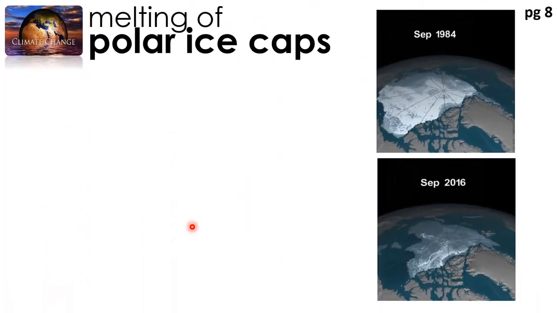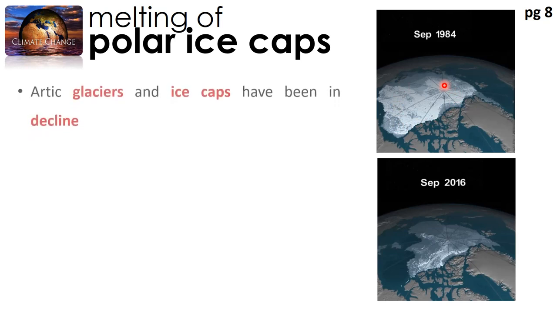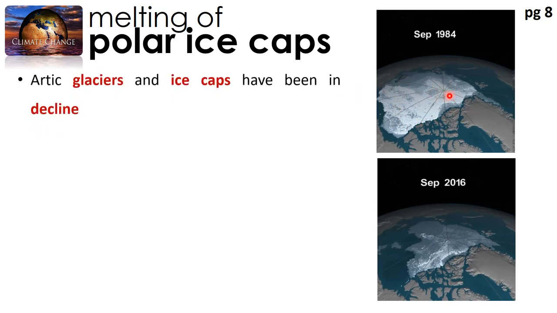polar ice caps. Polar ice caps refers to all the land ice and sea ice that are located at our poles. So there's evidence that our Arctic glaciers and ice caps have been in decline. Now, glaciers are something a little bit different. I will tell you more about glaciers later on.